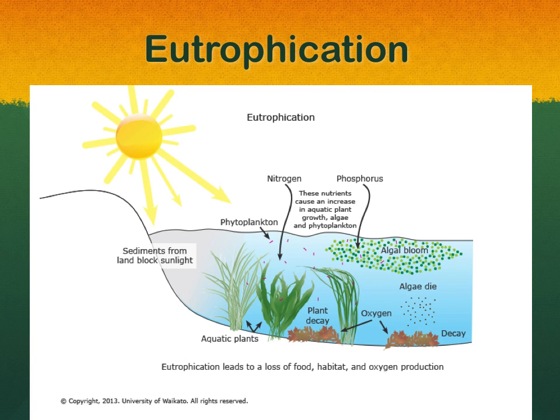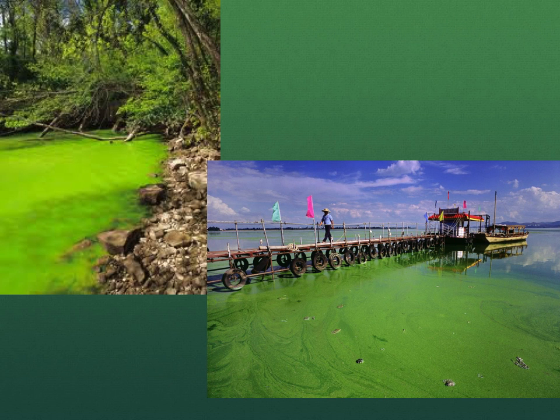the nutrients cause an increase in aquatic plant growth, and so then you end up with something like an algae bloom, and that then blocks the sunlight from getting down to the plants at the bottom. Those plants die and decay. It leads to a loss of food, habitat, and oxygen production within a lake. Here's a couple examples of that.